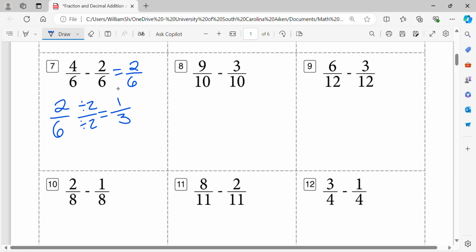Alright, number 8, I have 9/10 minus 3/10. I'm just going to subtract across the numerator here and get 6/10.